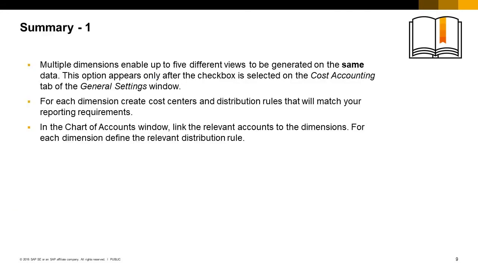Here are some key points. Multiple dimensions enable up to 5 different views to be generated on the same data. This option appears only after the checkbox is selected on the Cost Accounting tab of the General Settings window. For each dimension, create cost centers and distribution rules that will match your reporting requirements. In the Chart of Accounts window, link the relevant accounts to the dimensions. For each dimension, define the relevant distribution rule.